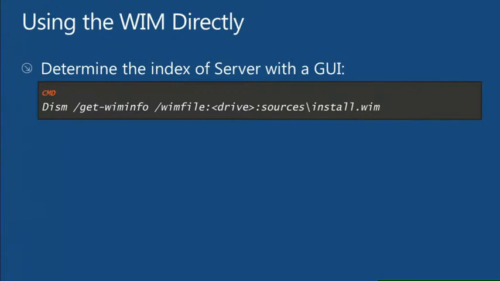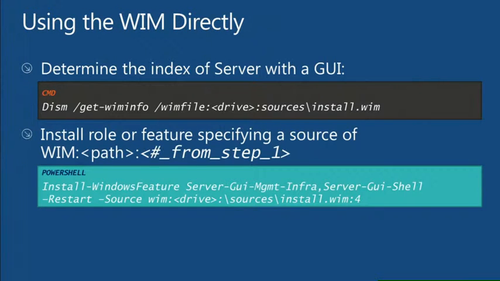Now, using the WIM directly, again, you have to determine the index. Again, once we ship, that's not going to change unless you're customizing your WIMs. And then for a source, you essentially tell it WIM:the path to the WIM file:the index number, and it will pull the files in from that.